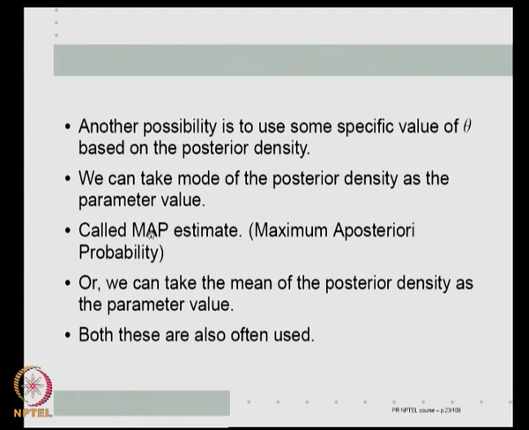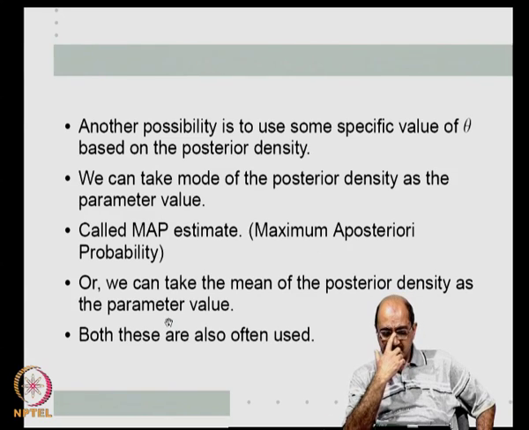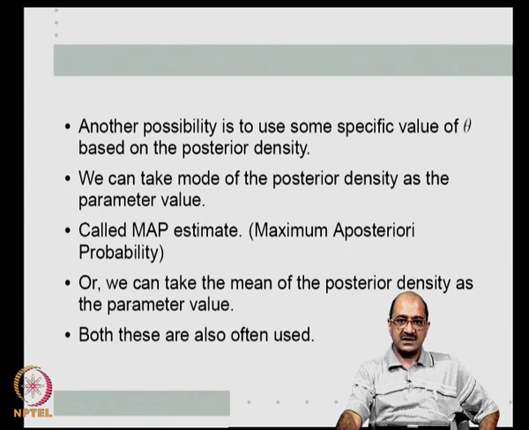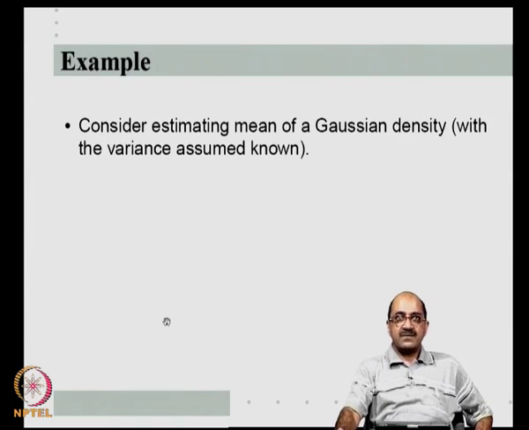There are also other possibilities. We can use one particular value of theta based on the posterior. We can, for example, take the mode, the value at which the density is highest. When we do that, it is called a MAP estimate, as I said last time, maximum a posteriori probability estimate, or we can take the mean of the posterior density. Both of these are also often used, and we will see that in examples in this class. Okay. With that introduction, let us move on to examples.